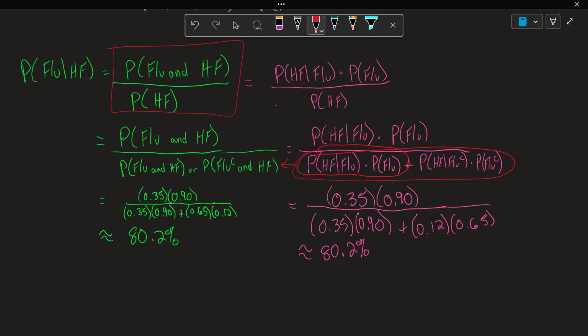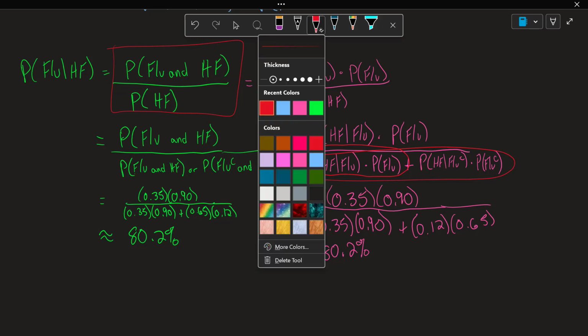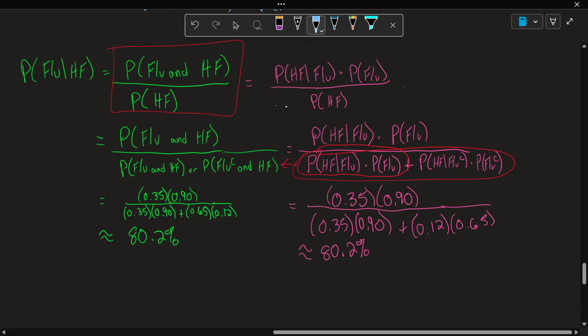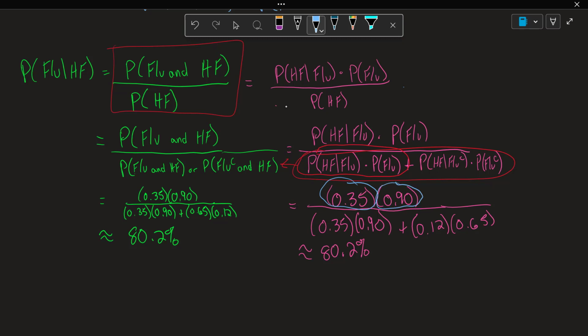Now we're just going to use things that were given to us in the problem. The probability that we have the flu is 0.35. They told us that. The probability of a high fever given the flu is this 0.90. That's also going to be in our denominator, because that's one of the ways we can have a high fever, when you have the flu, but we can also have a high fever when we don't have the flu. So there's a 0.65 chance of not having the flu, and there's a 0.12 chance of having a high fever if you don't have the flu.